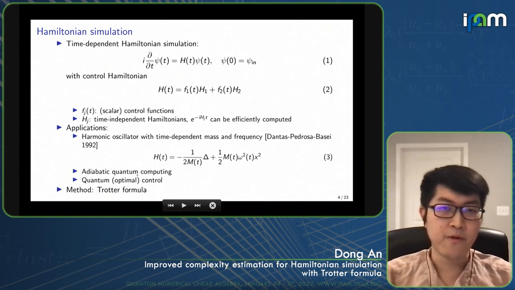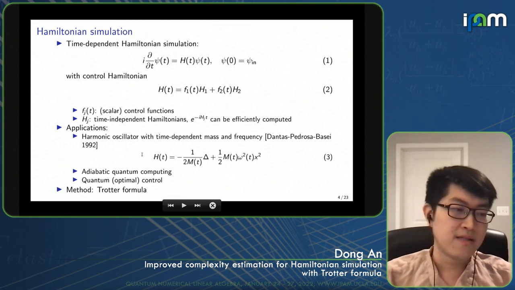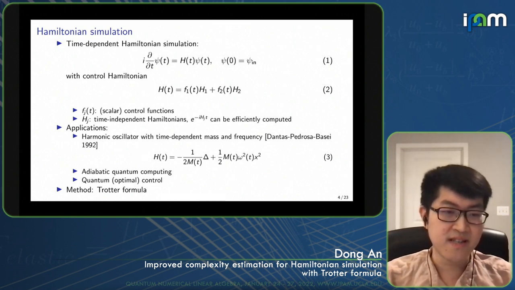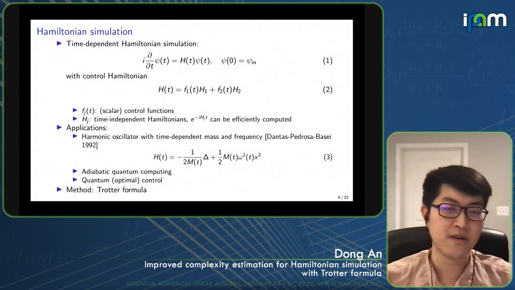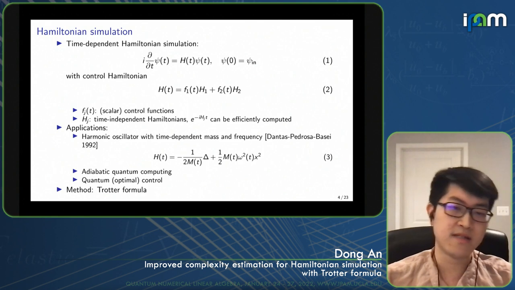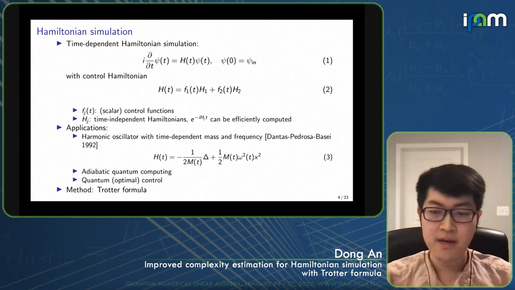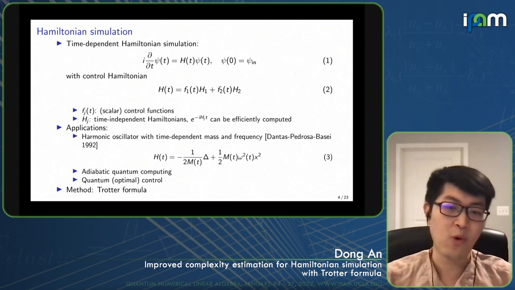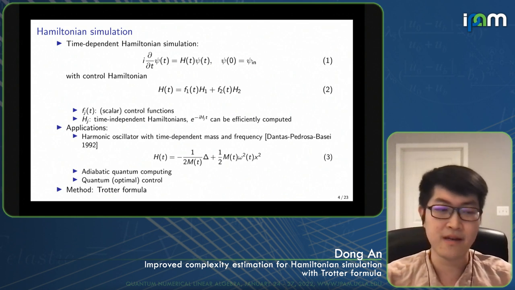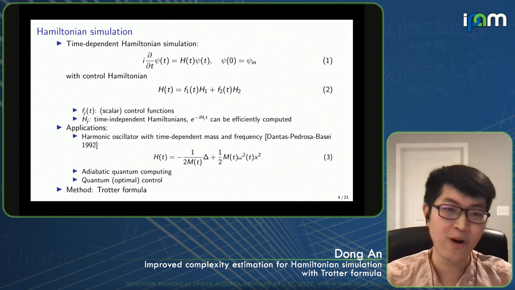As I mentioned before, in this talk we will only focus on the Trotter formula. There do exist many interesting algorithms which we call post-Trotter algorithms, for example the truncated Dyson series and Q-drift, and most of them can achieve a better asymptotic scaling compared to Trotter. But the Trotter formula is still of practical interest because it is quite simple to implement, and the numerical performance is actually quite good.